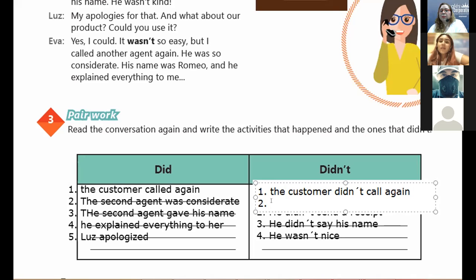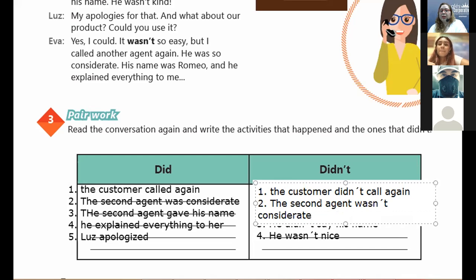The second agent. En afirmativo es was, ¿ok? En negativo, ¿cómo sería el negativo de was? Ahí no usamos auxiliar did, ¿ok? Ahí directamente ponemos wasn't. Excellent, Giovanni. There we go. Now let's see number three.